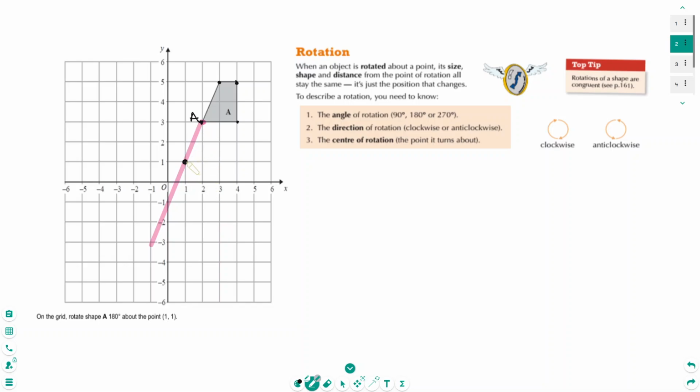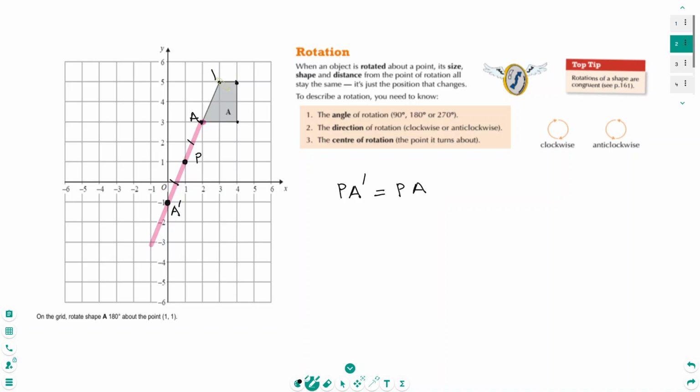So the distance from the point of rotation will be the same before or after. So the new position of the point A is going to be 0, -1. You see the distance after the transformation and before the transformation to the point of rotation is exactly the same. So the PA dash is the same as the PA.